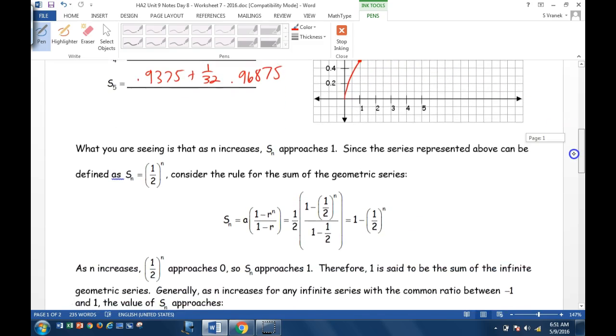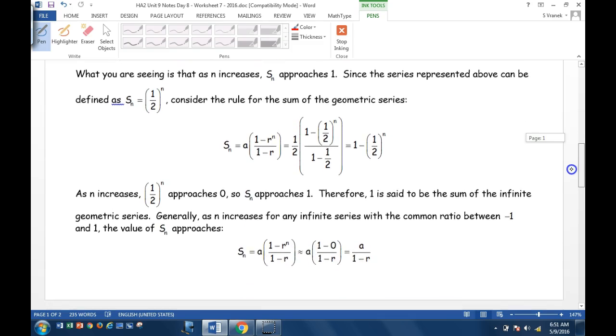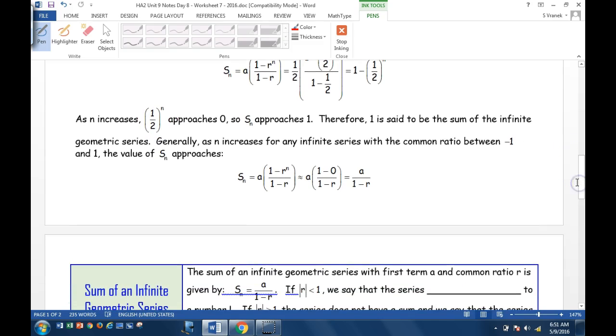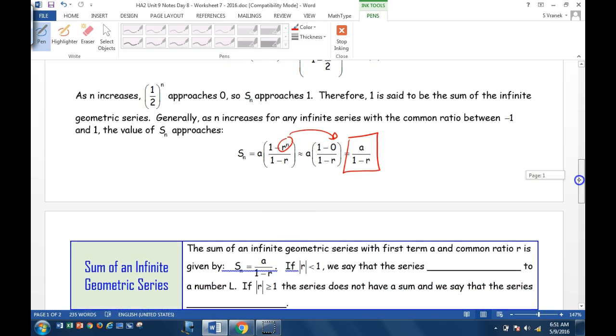So because of that, look at what happens with the formula. As n becomes very, very big, the value goes to 0. Like the last term would be 1/1,000,000,000. It's not a big deal. So in the formula, this term goes to 0 because it's going to get really, really small. And so you get a new formula for these infinite series, which is just the first term over 1 minus the ratio.